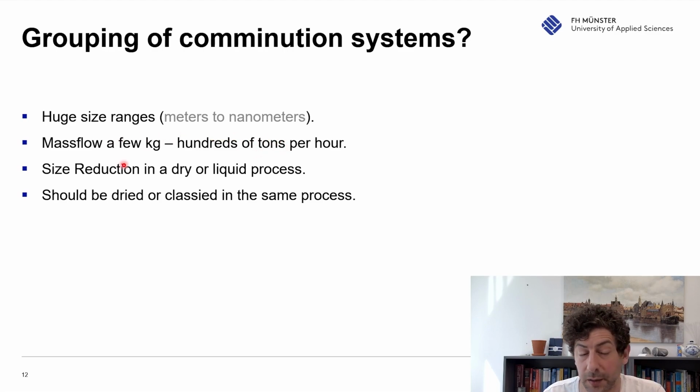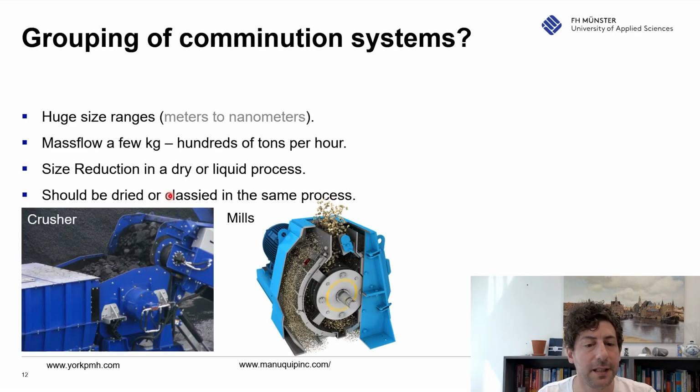Size reduction can happen in dry as well as in liquid processes, right? And in the best case, if we have a liquid process, we would love to dry, classify and separate all in the same process. And this cannot be done by one system. So we have a huge range of expectations, so we need different systems. And the easiest separation is to talk about crushing and milling. And this is why the word comminution is so important, because comminution means milling and crushing. But crushing means a crusher, milling means a mill, right?